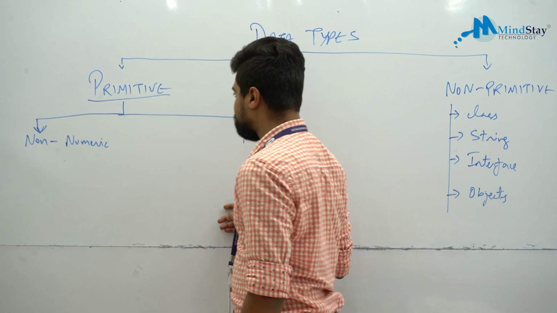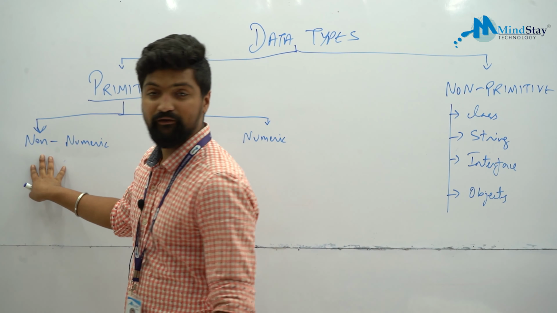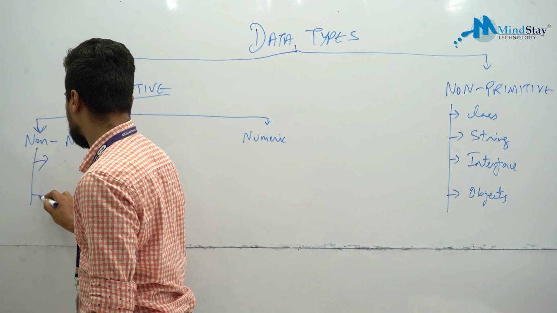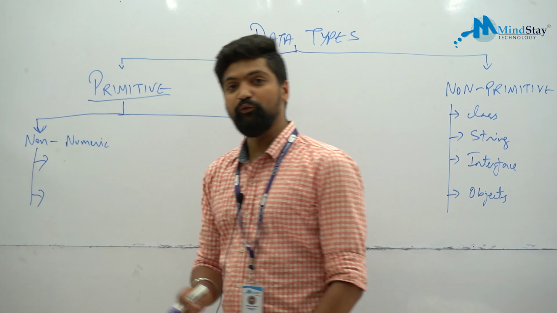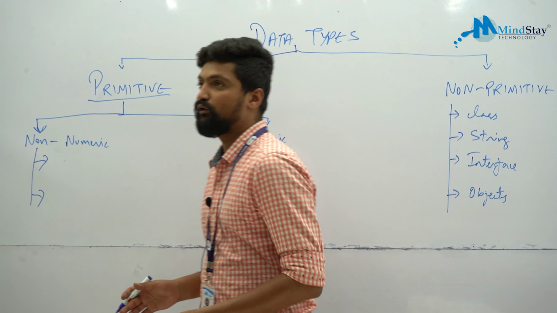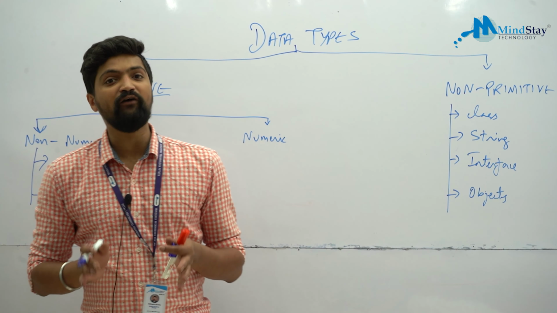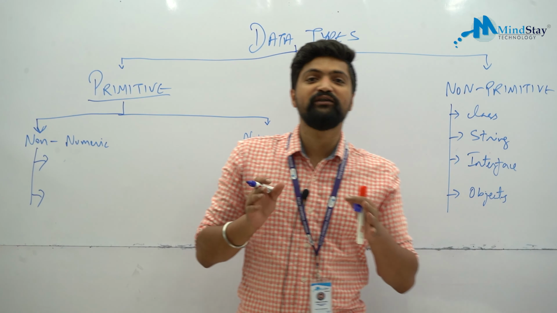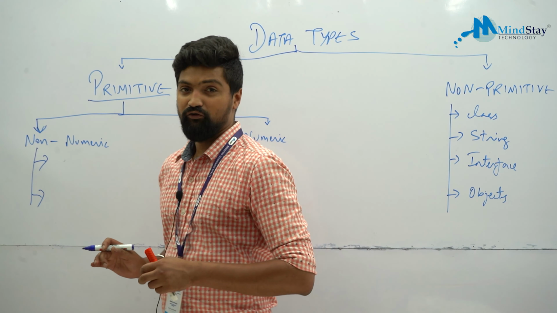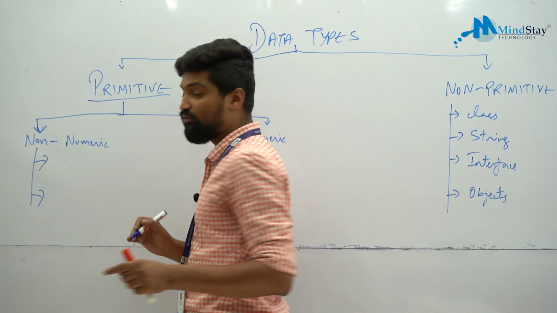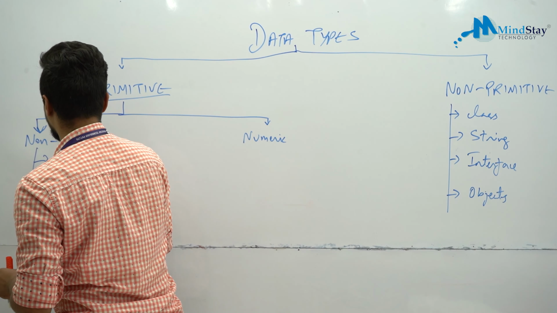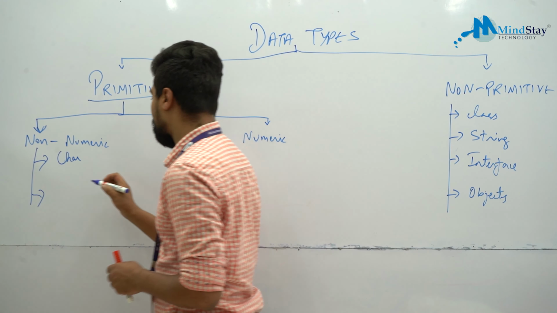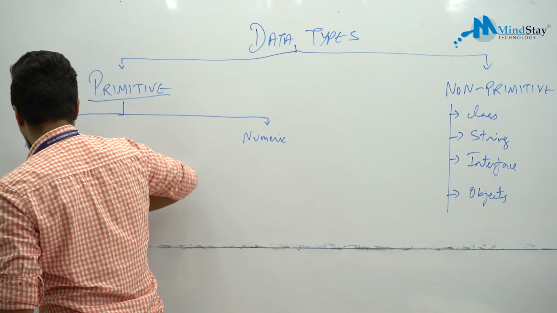So in primitive we have numeric and non-numeric. In the non-numeric section, what do we have? We have two. Whenever we talk about the non-numeric section, you have to understand non-numeric data types are such data types which do not deal with any numbers. So what are things that don't deal with numbers? We have character, and we call it char. And then we have boolean.